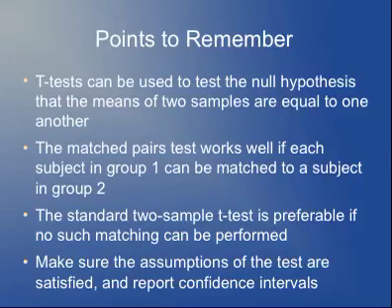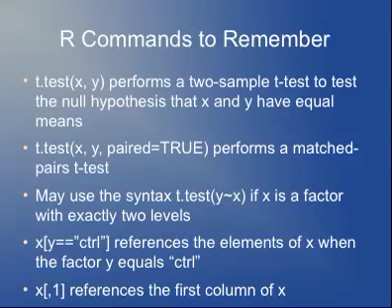So, things to remember for today: t-tests, you can use to test the null hypothesis that the means of two samples are equal. If you can do pairing, you can do the matched pairs test. If there's no obvious matching, then you can just use the standard two-sample t-test. You want to make sure that your assumptions are satisfied and that you report your confidence intervals. And here are the R commands for today to do all these things.